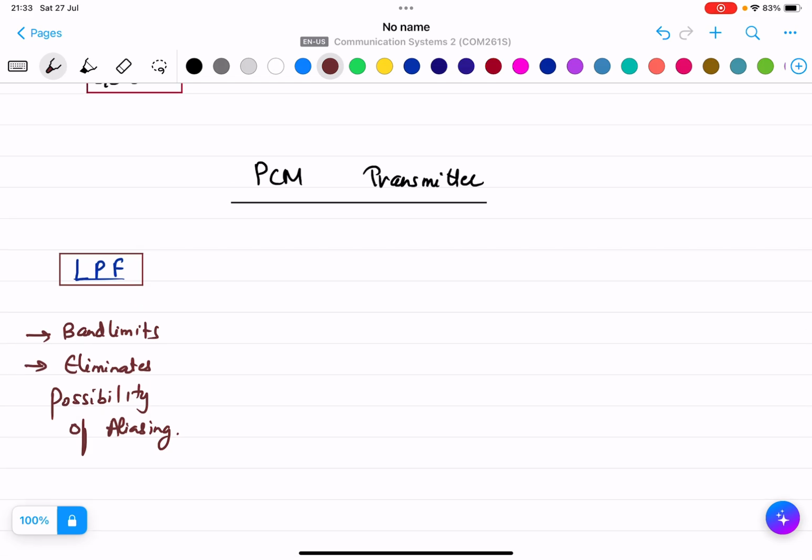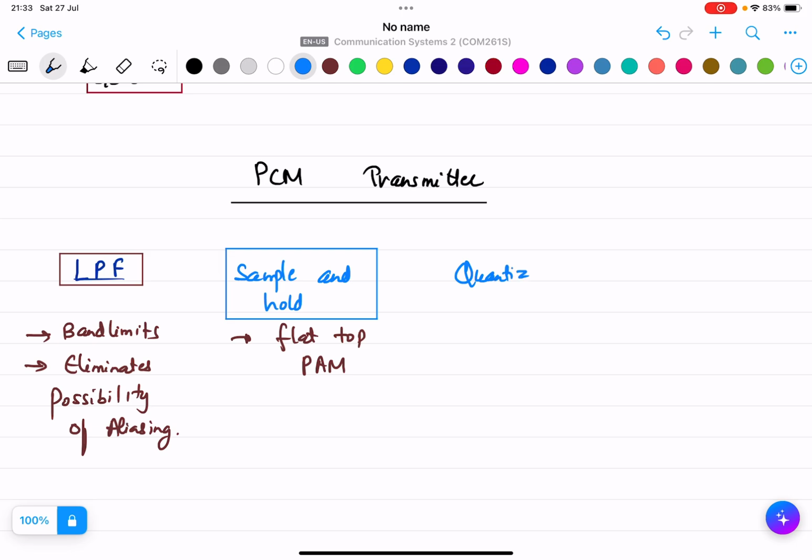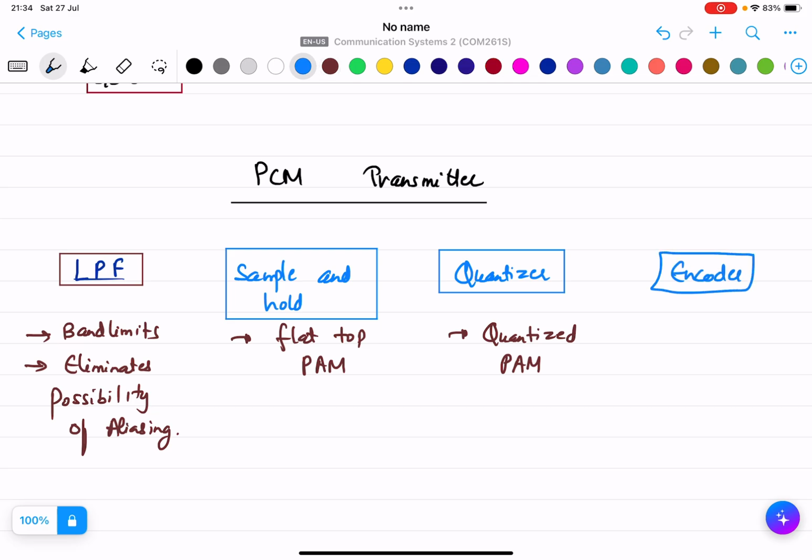Now the next block is sample and hold. What does sample and hold do? It gives flat top PAM, pulse amplitude modulation with a flat top. The next block is the quantizer. What does the quantizer do? It gives the quantized PAM. The last one is the encoder. What does the encoder do? It does the analog to digital conversion. So the signal passes through here, here, and here.